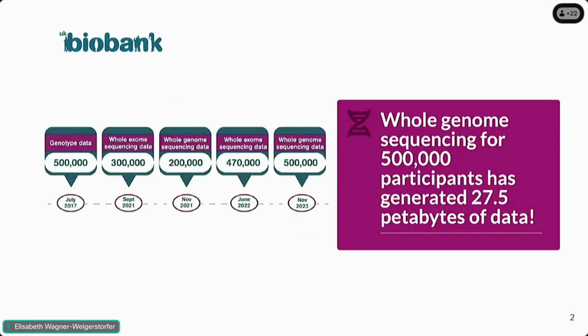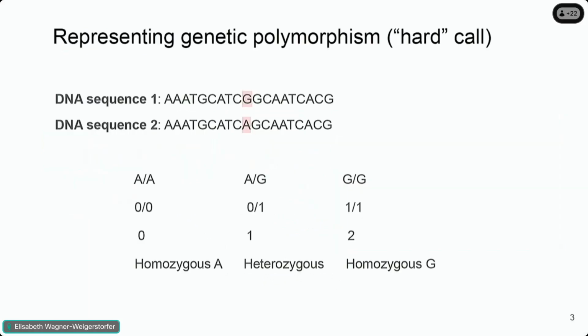I'm going to start by showing you this picture from the UK Biobank. In 2023, they released whole genome sequencing data of 500,000 individuals' genomes. On their website, they say it has generated 27.5 petabytes of data. So we have a lot of data now, at least in human, and in other species it's also a growing amount of data.